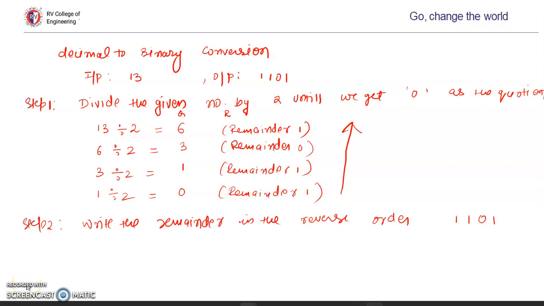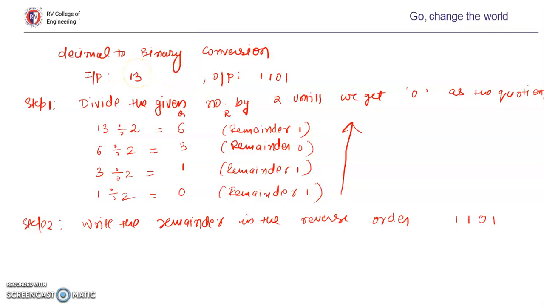In this video lecture, I will explain a C program for decimal to binary conversion. What is a decimal number and what is a binary number? A decimal number has base 10, so digits from 0 to 9 will come, and for a binary number the base is 2, so only 0 and 1 will come.